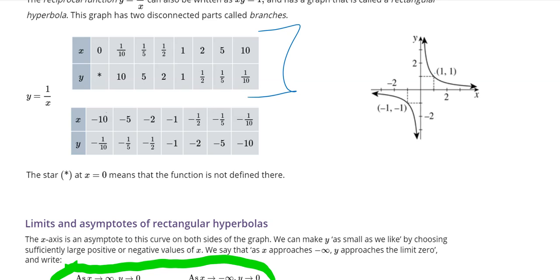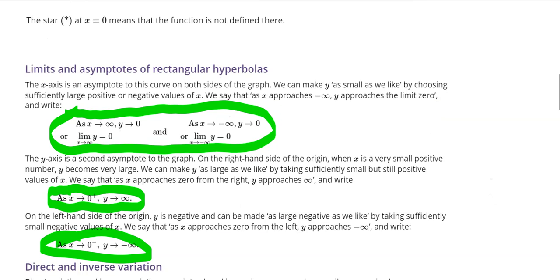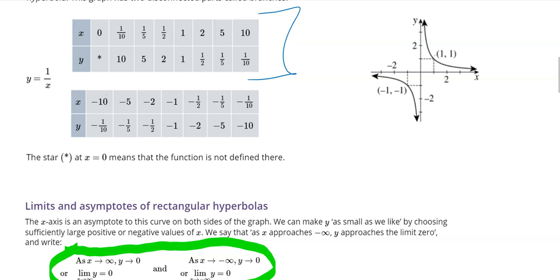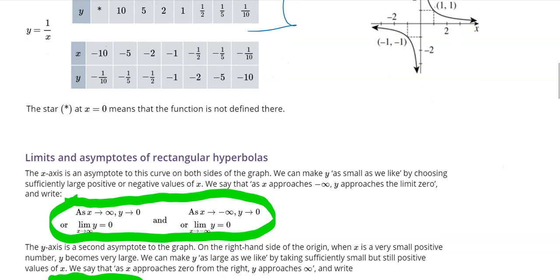We get very close to 0 on the y-axis here, and we get very close to 0 on the y-axis here. It's just that here we're approaching it from the negative side, and here we're approaching it from the positive side, as far as the y-axis goes. So as they've said there, we can make y as small as we like by choosing sufficiently large positive or negative values of x. With large negative values and large positive values of x, y is just going to get very small, approaching 0 either way.